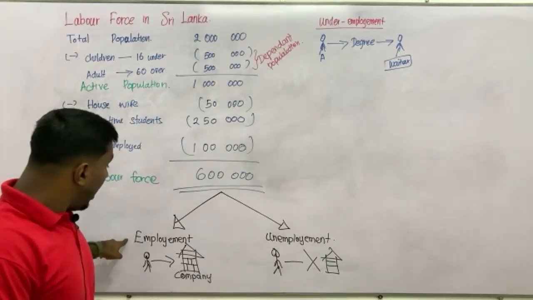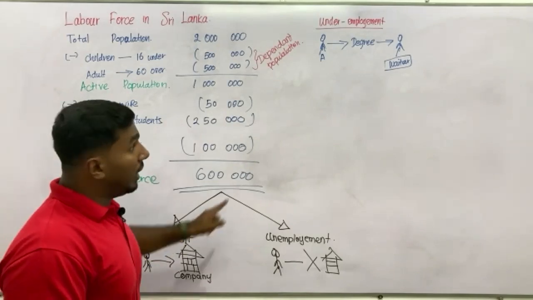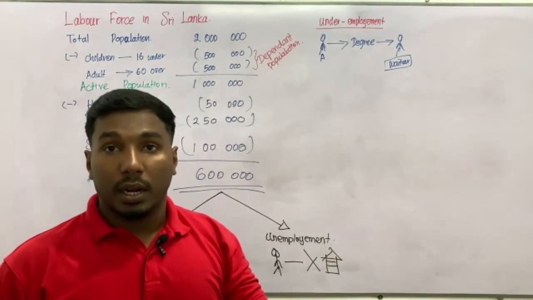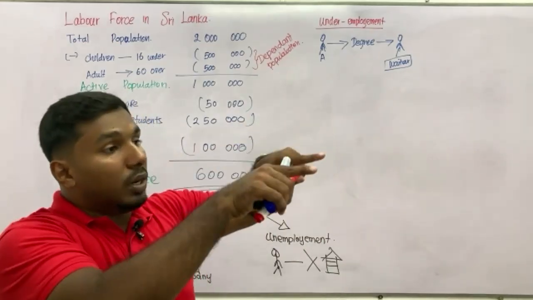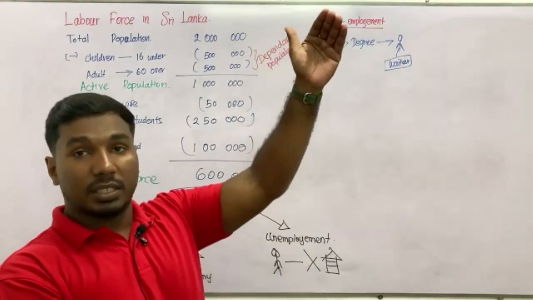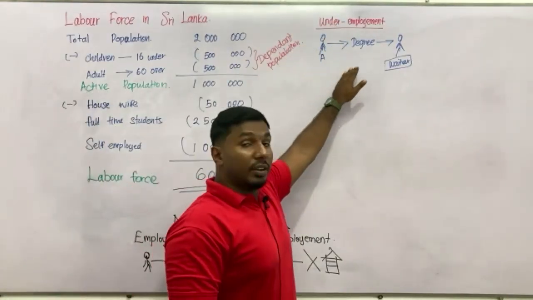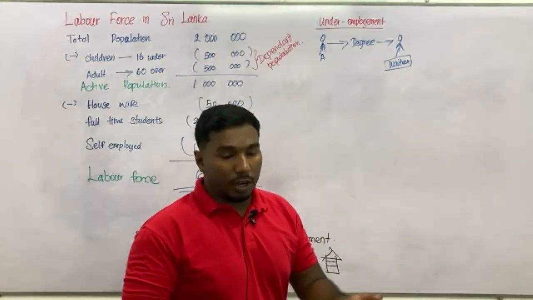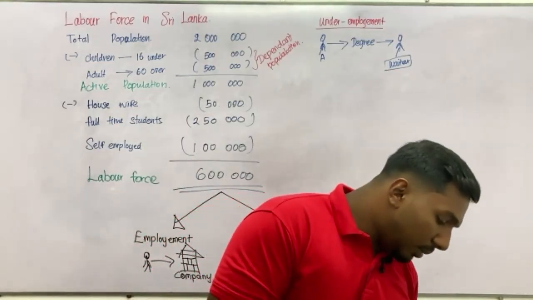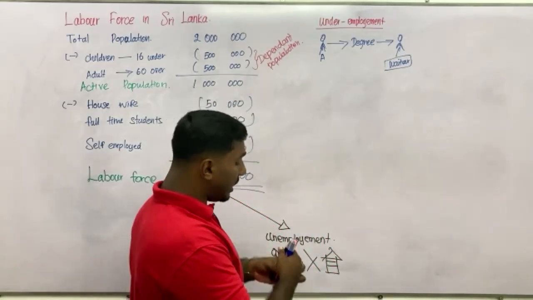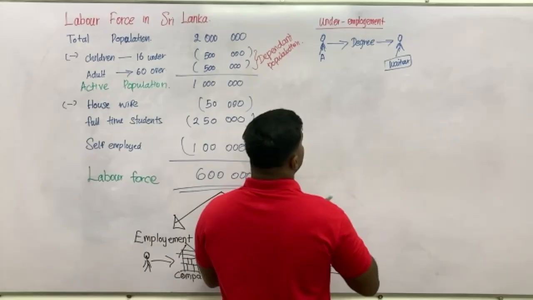Underemployment is a part of employment. This person has a job, that doesn't matter. But the matter is what? The person is working below his standards, which means the education level is high. He has a degree in IT, but he is working as a waiter. Underemployment. So there are two types of underemployment, visible and invisible underemployment. So this is invisible.